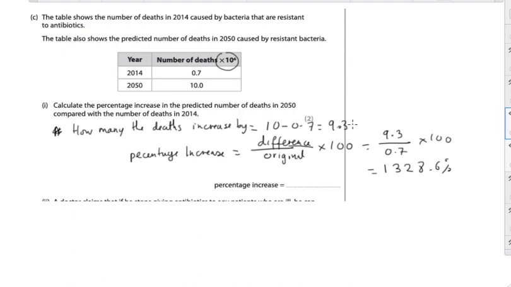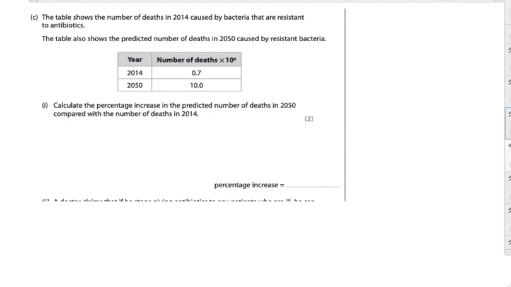If you had a percentage decrease, it would be a number less than 100. But this, because this is an increase, you're going to have a percentage over 100. It's actually over 1,000, but it's a massive increase. Okay.